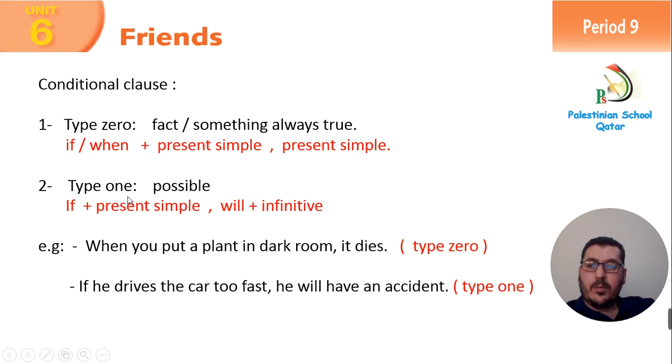While type 1 talks about something possible. If plus present simple, comma, will plus infinitive. Example: when you put a plant in a dark room, it dies. This is type 0 because it's always true. If he drives the car too fast, he will have an accident. This is type 1.